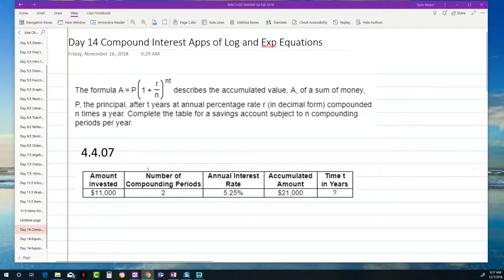Good morning. This morning we're going to talk about applications involving exponential growth and decay. And the first application is going to be compound interest formulas. Because we're solving applications where the variable we're looking for is in an exponent, these are going to be exponential equations, and we're going to use logarithms to help us solve them.